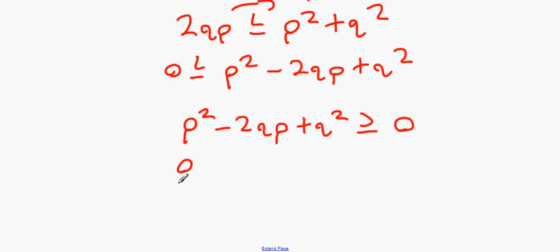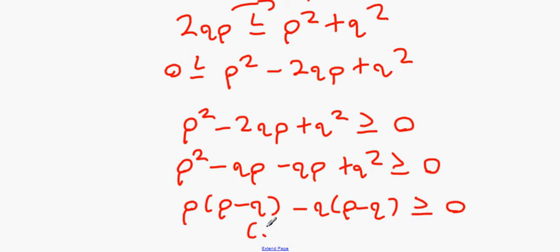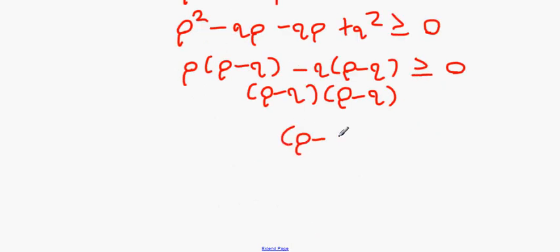Split it in half, like I told you how to do this. And then what you can do is you can get p into p minus q, minus q into p minus q, greater than or equal to 0. And then you're going to get p minus q, and that in turn is going to be p minus q squared greater than or equal to 0. Perfect square greater than or equal to 0.